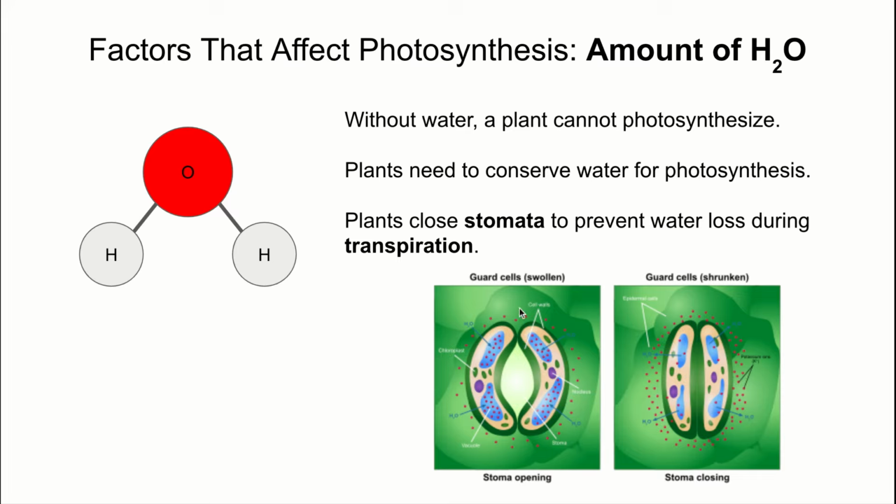So plants have a balancing act here. They need to open their stomata to let in just enough carbon dioxide, close it down as soon as they start losing too much water, open it up when they run low on carbon dioxide, close it down when they start losing too much water, and back and forth to keep the amount of water and carbon dioxide high enough for photosynthesis to happen.